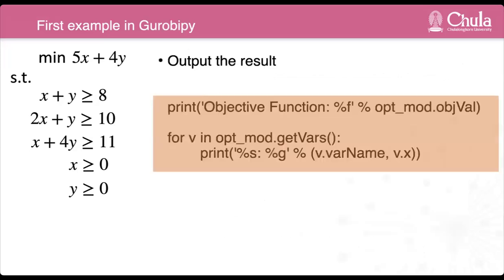But if we want to see the objective function and also the optimized result, I mean the solution, we use this command. This is to print the objective value after optimization. And for v in opt_mod.getVars, print the variables in the model. Okay, that is. You can try by yourself.